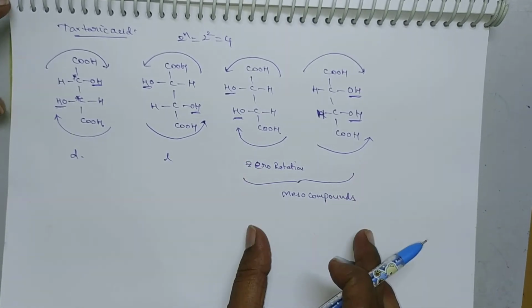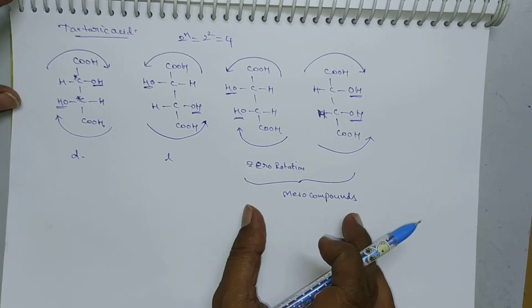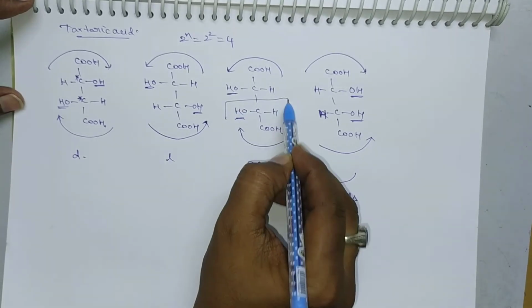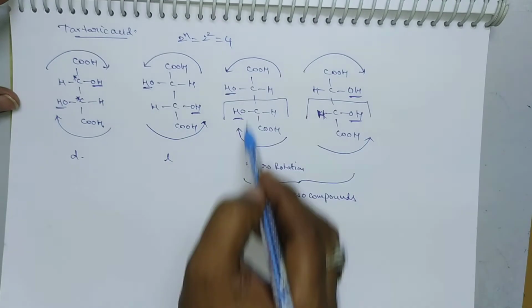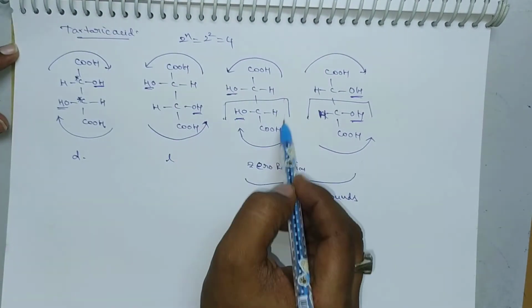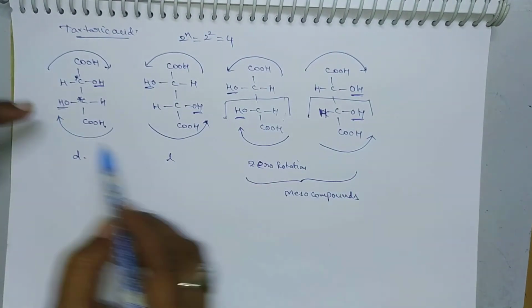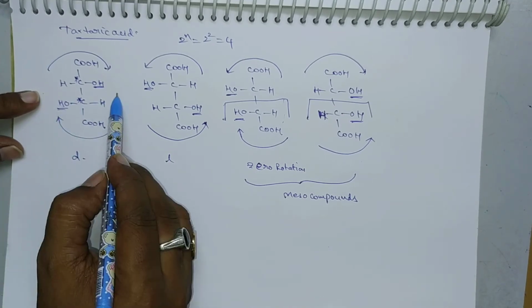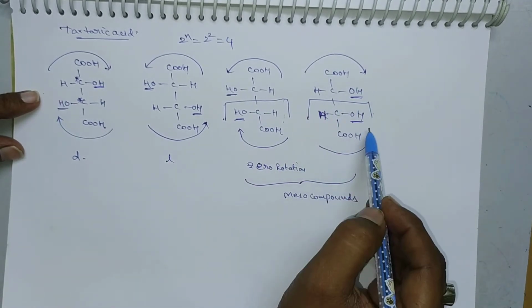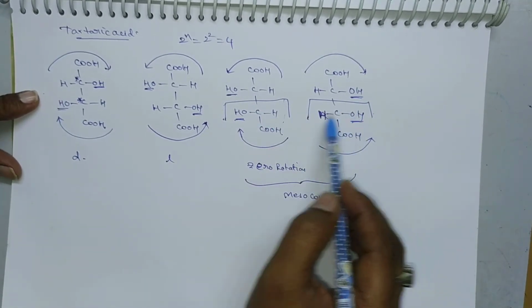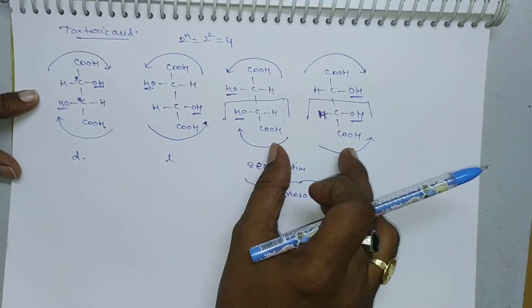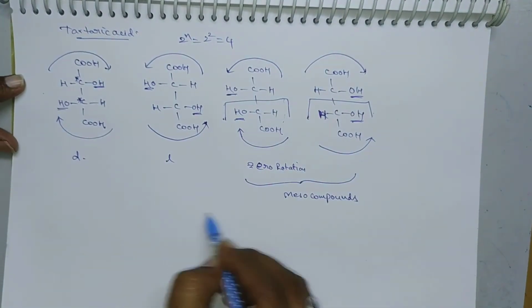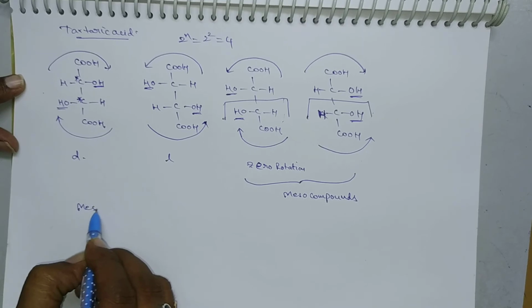So mesotartaric acid is optically inactive due to presence of a plane of symmetry. So observe these 2, here is a plane of symmetry. Okay, there is no plane of symmetry here. Here is a plane of symmetry for these 2 molecules. So due to presence of these planes of symmetry, this molecule is optically inactive. So the meso compound is optically inactive.